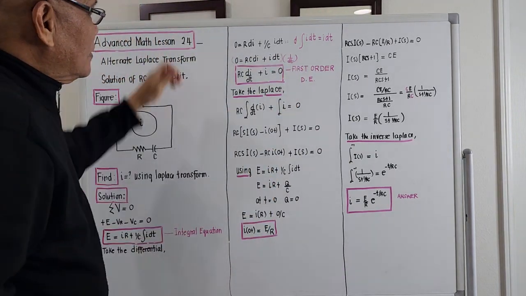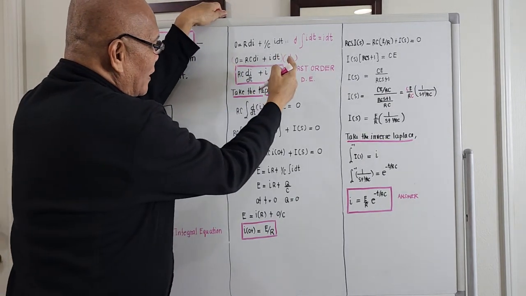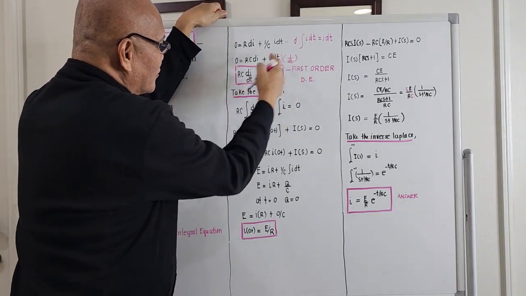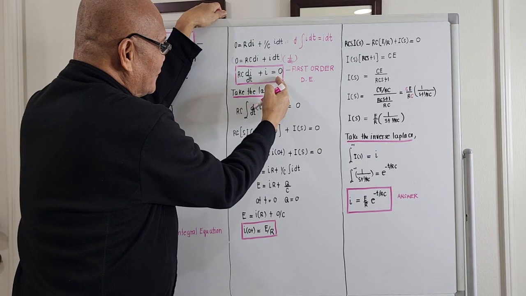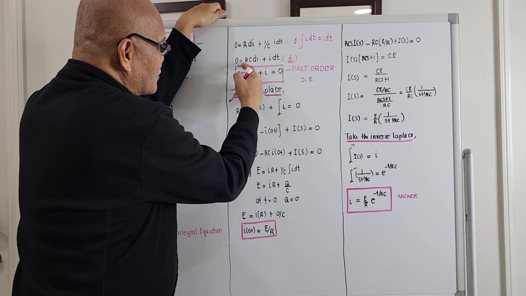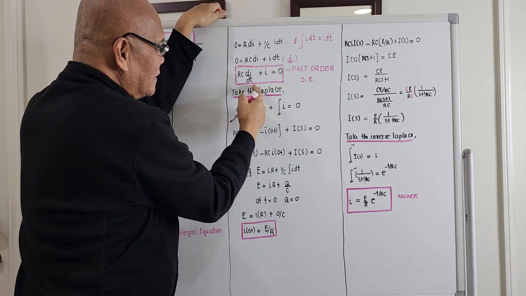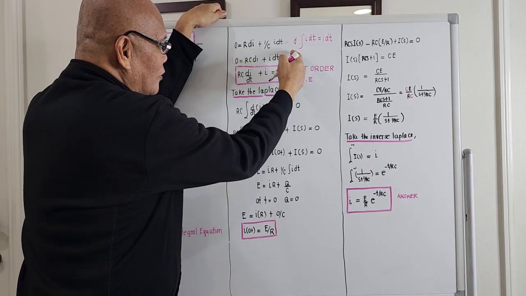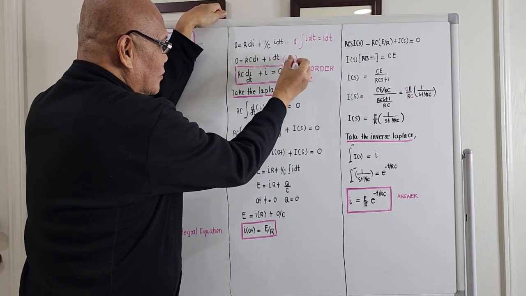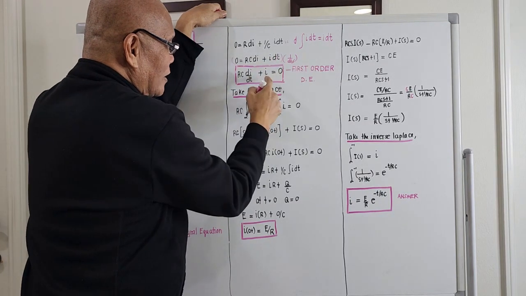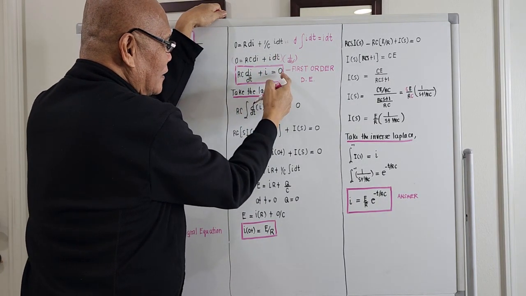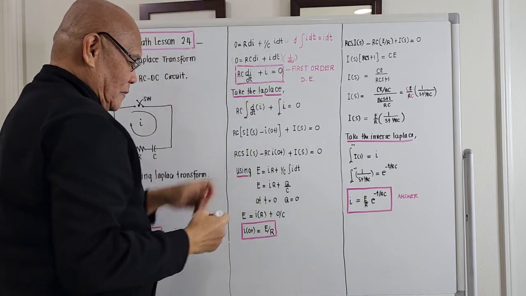This equation multiplied by 1 over dt, 0 times 1 over dt will be 0. RC di times 1 over dt will be RC di dt. I dt times 1 over dt, this dt cancels with this. So what remains will just be simply I, and this should be equal to 0. You got it?